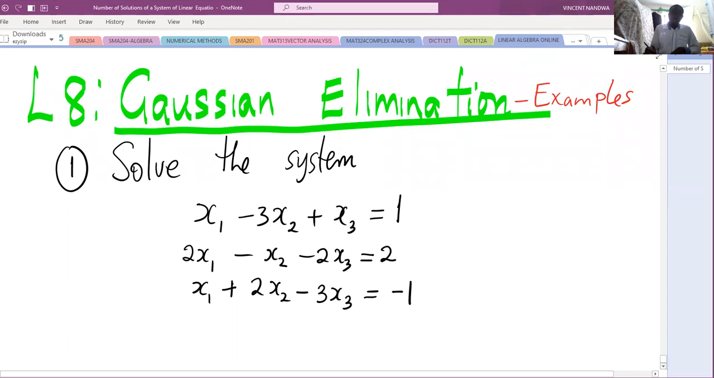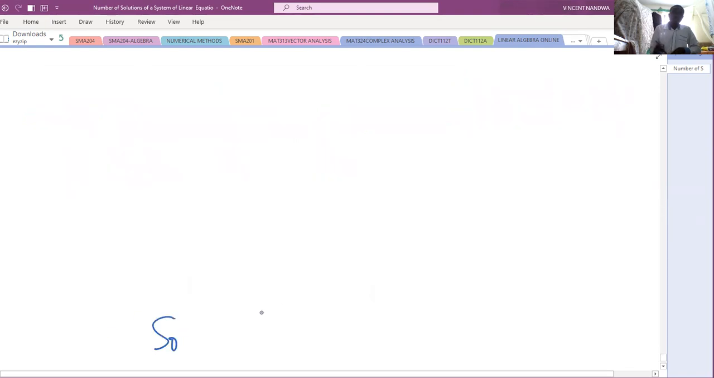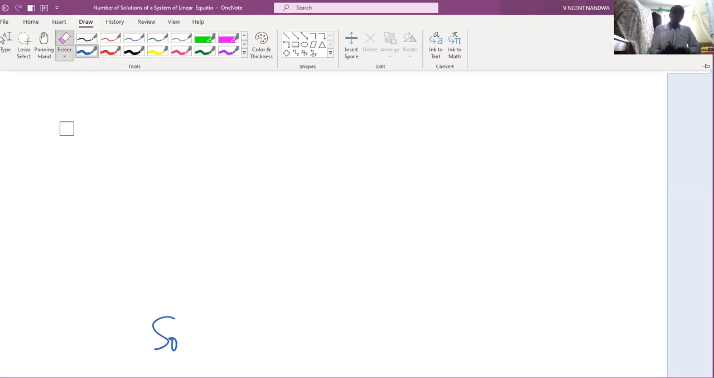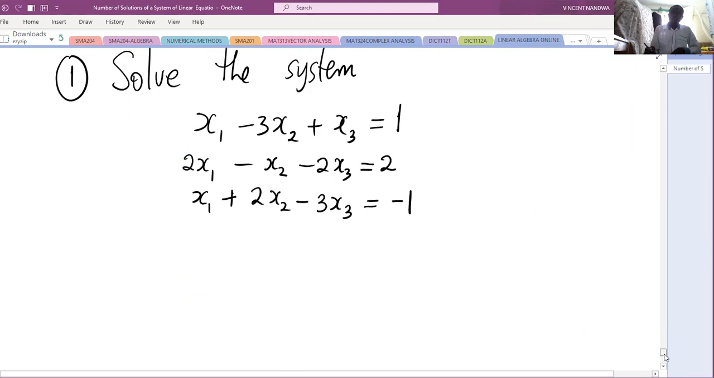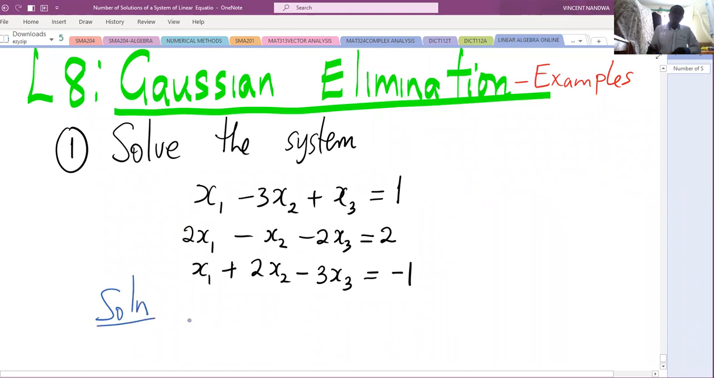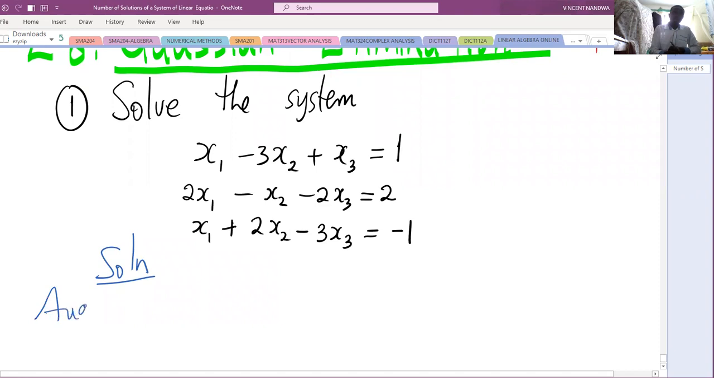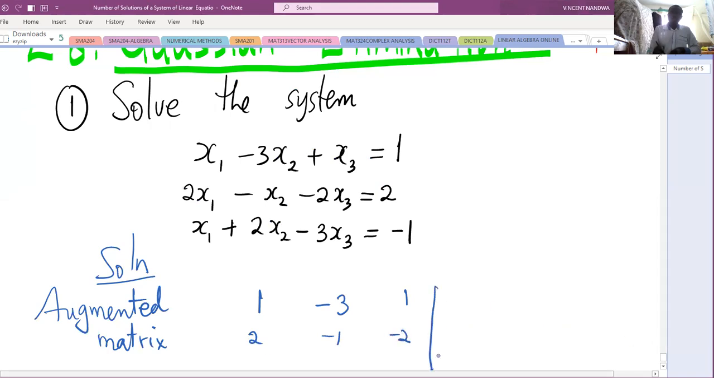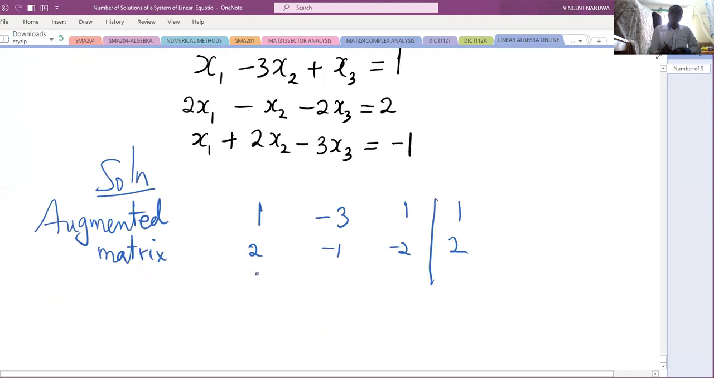So the first step is to arrange the system given in augmented form. So our solution, the first step is to have the augmented matrix. So augmented matrix or augmented form. So we have 1, -3, 1, 1, 2, -1, -2, 2, and then 1, 2, -3, -1. So this is the first step, to have the augmented matrix.